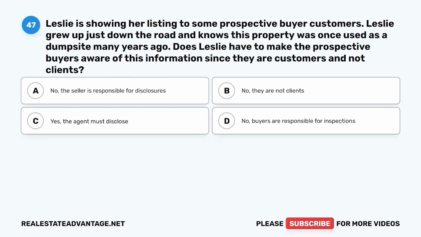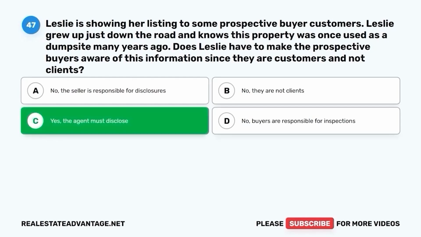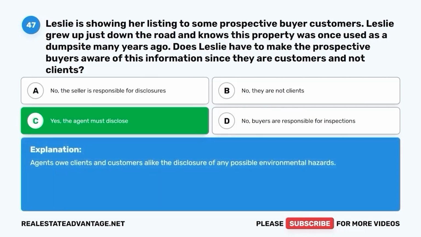A. No, the seller is responsible for disclosures. B. No, they are not clients. C. Yes, the agent must disclose. D. No, buyers are responsible for inspections. The correct answer is C. Yes, the agent must disclose. Agents owe clients and customers alike the disclosure of any possible environmental hazards.